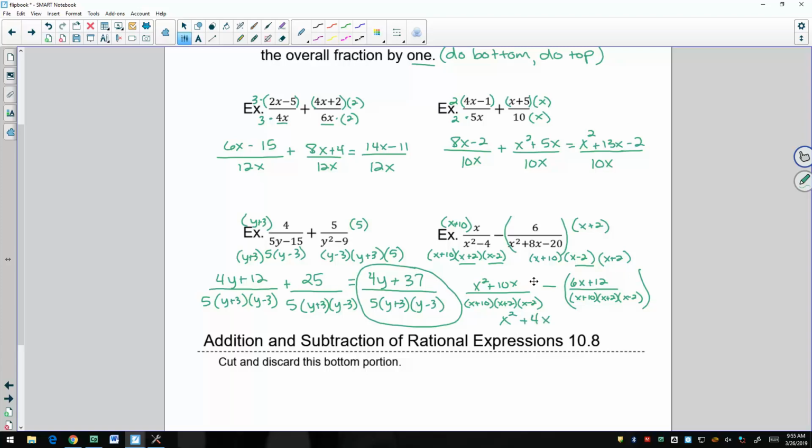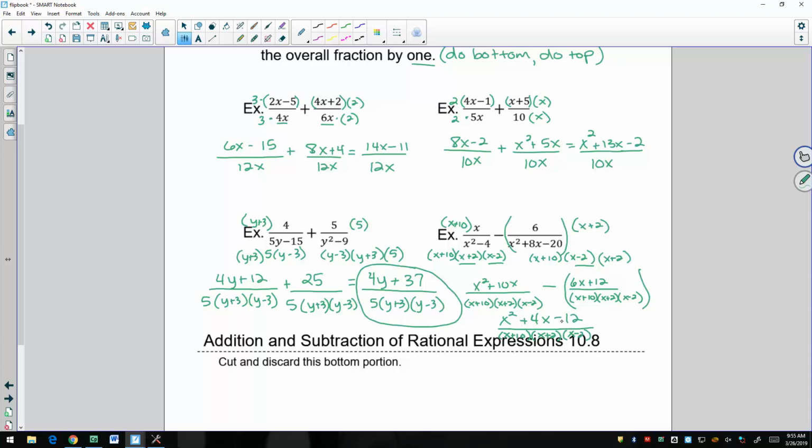And then there's nothing here to subtract with the 12, but be careful because if there's nothing, that's really like a 0. 0 minus 12 is actually negative 12. So be careful that that positive 12, you don't forget to actually make it a negative 12. All over x plus 10 times x plus 2 times x minus 2.